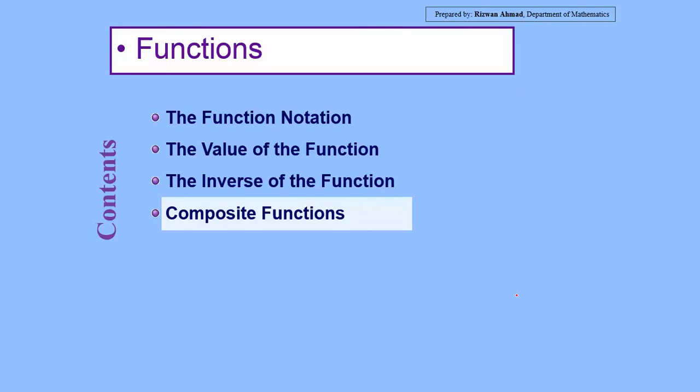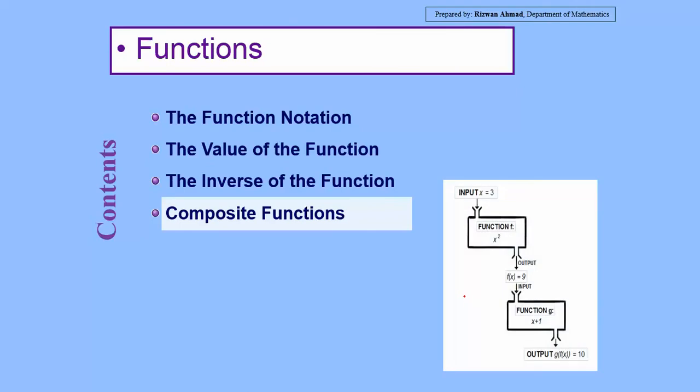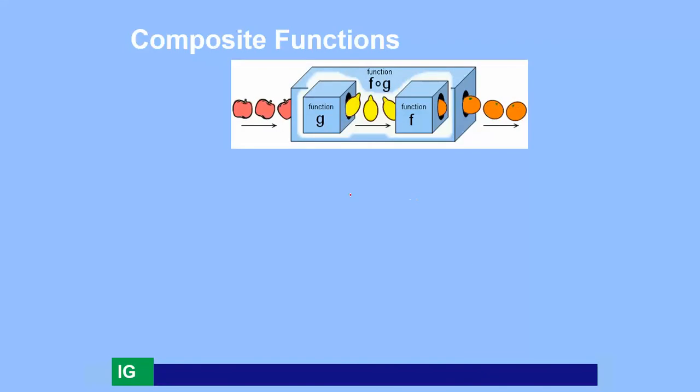Okay, then we have the composite functions. It is actually the combination of two or more functions. Here one example is this; we'll do this in our next slide. In the first figure we can see that there is a function g which is changing apples into lemons, and there is a function f which is changing the lemon into oranges, so overall this composite function will be f of g, because g is applied first and f is applied after. So here the name of the function will be f of g.